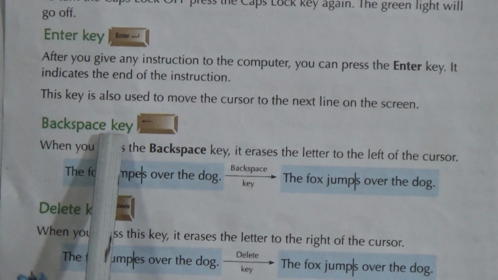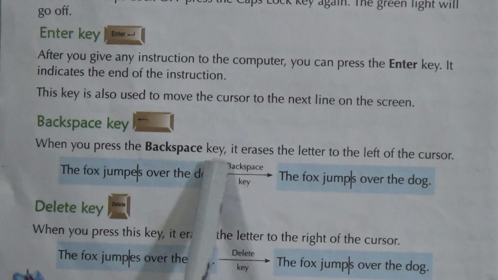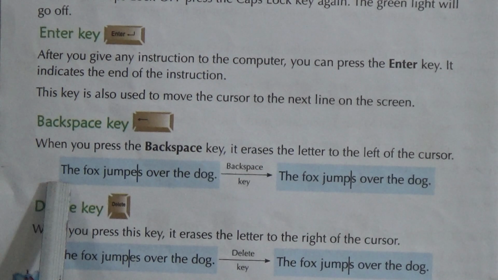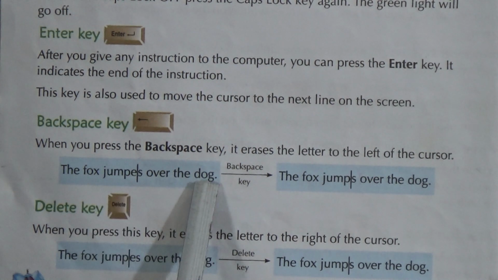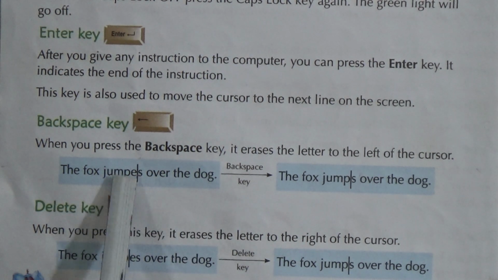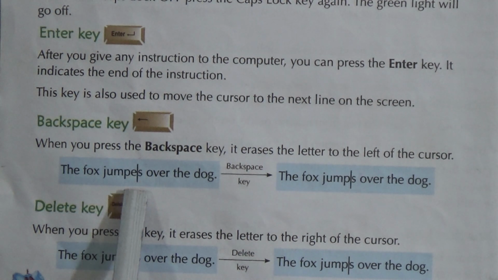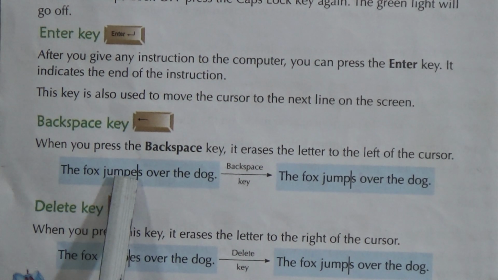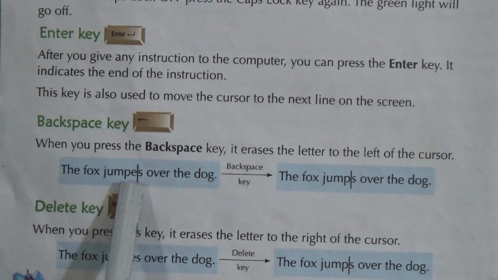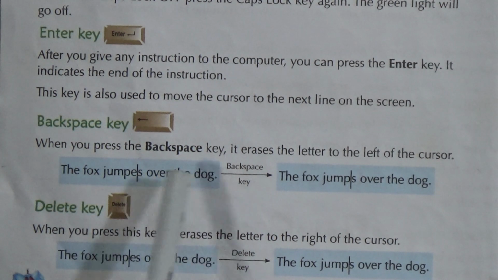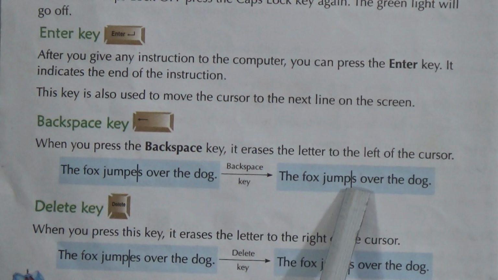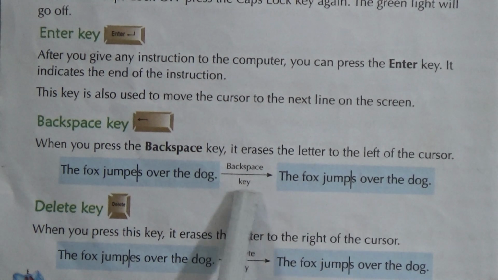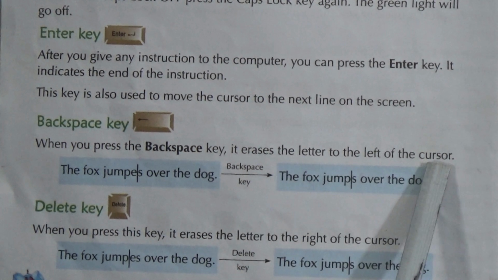Next is backspace key. When you press the backspace key, it erases the letter to the left of the cursor. Look at the example here. The fox jumps over the dog. See, there's a spelling mistake here. The E is a mistake. We have to erase it. See, the cursor is here, and the letter E is on the left of the cursor here. Now if you press the backspace key now, the E on the left of the cursor will get erased. So backspace erases the letter to the left of the cursor.